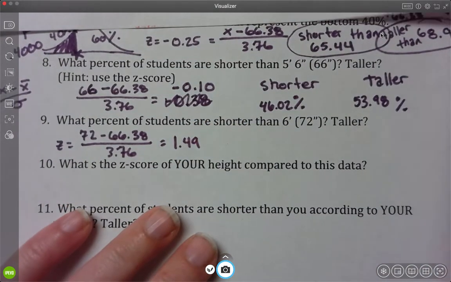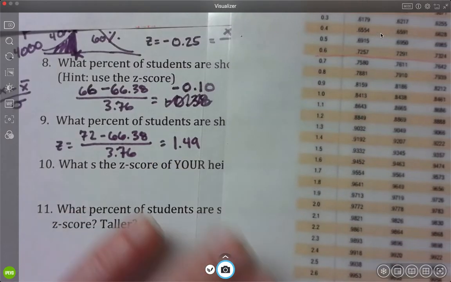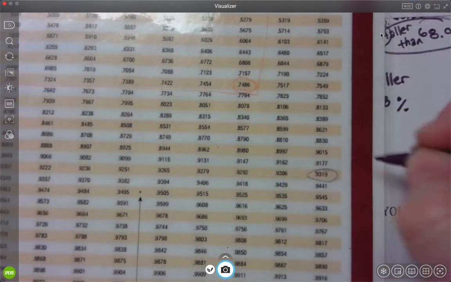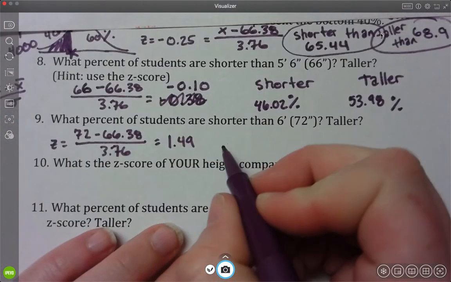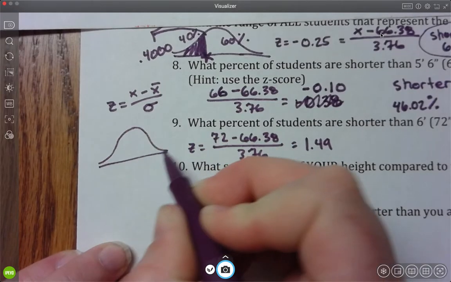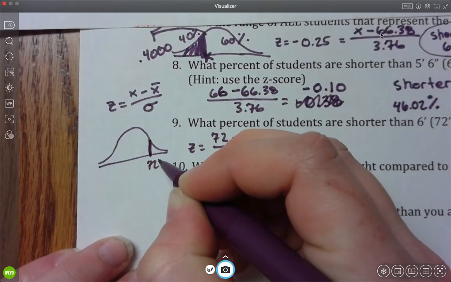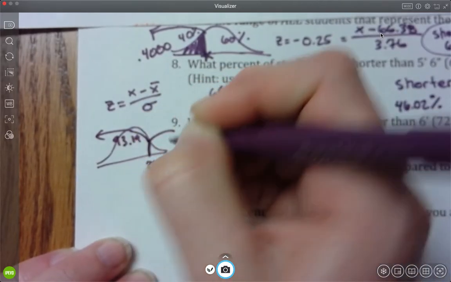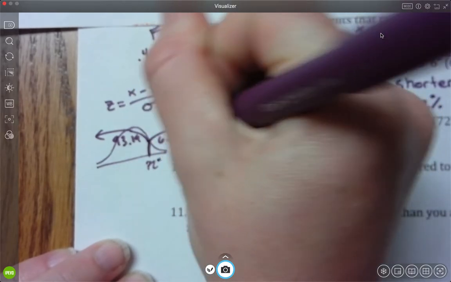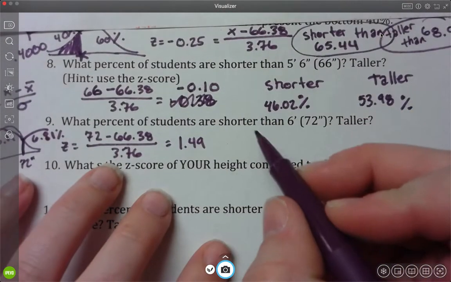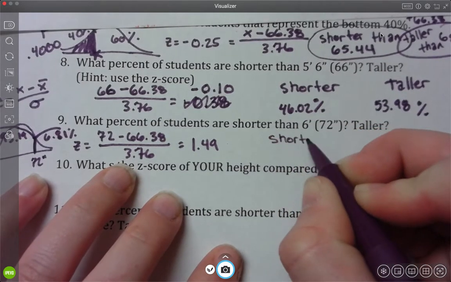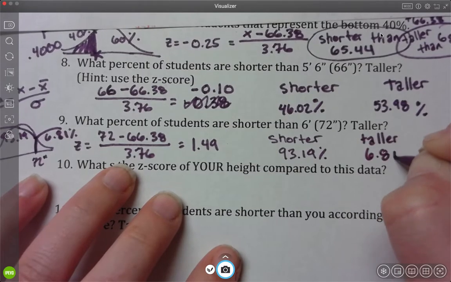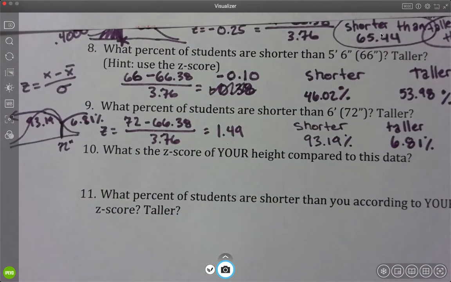So we're going to be on the positive table now. 1.49 is going to be all the way over here: 93.19. So on a bell curve, 72 inches is all the way over here. 93.19% is going to be in that direction. This direction would be like 6.81%, if I subtract that. So shorter than 72 inches, the percentage will be 93.19, and taller will be 6.81. So there's only about 7% of students that are going to be taller than 72 inches.